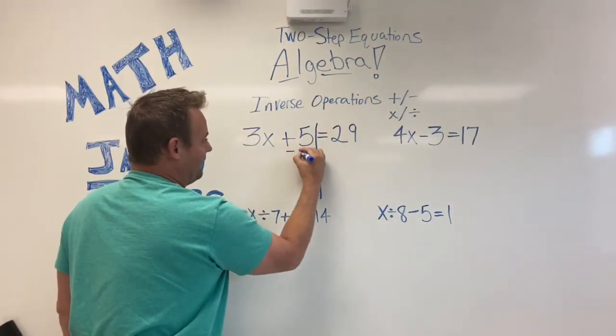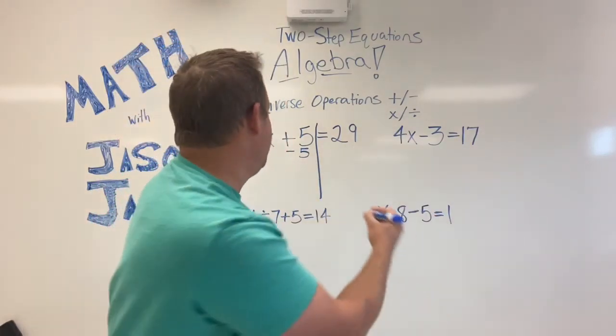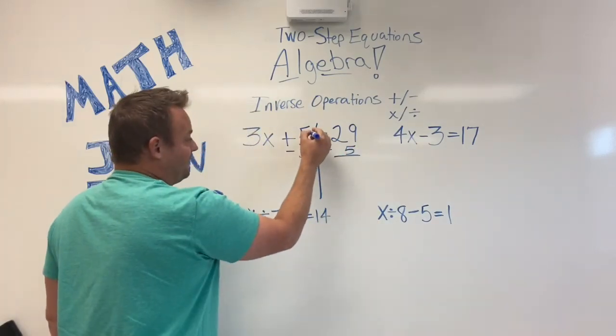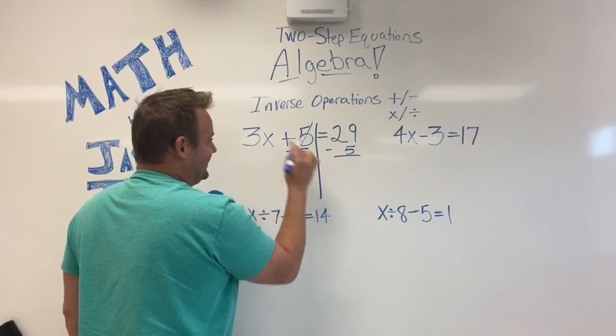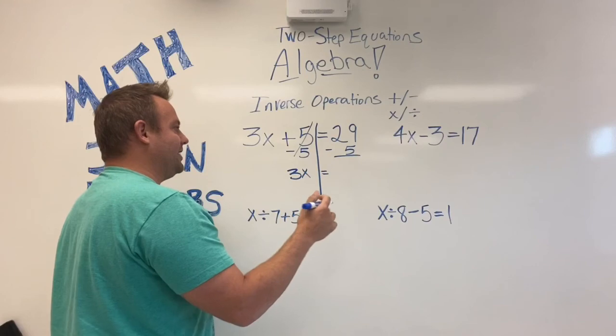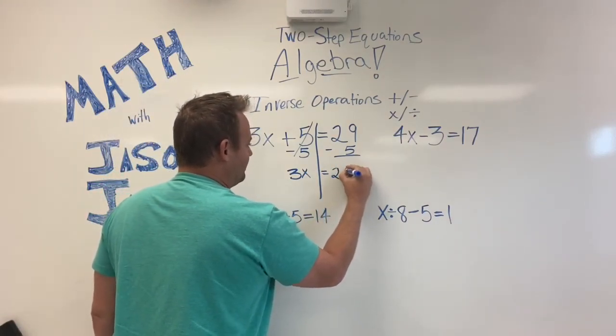So I'm going to subtract 5 here. And whatever you do on one side of the equation, you have to do on the other. So I'm going to subtract 5 right here. So now 5 minus 5, well, that's 0. And now we have an equation that's equal to this equation. 3x equals, and what's 29 minus 5? That's right, it is 24.